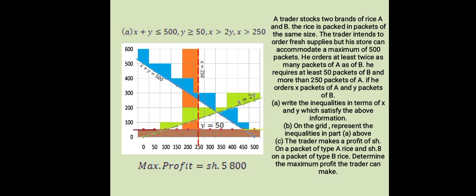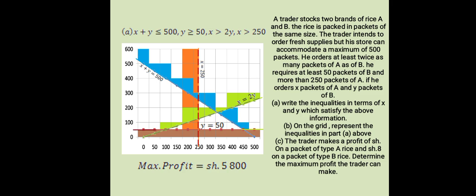If he orders X packets of A and Y packets of B, write the inequalities in terms of X and Y to satisfy the above information. On the grid, represent the inequalities in part A above.